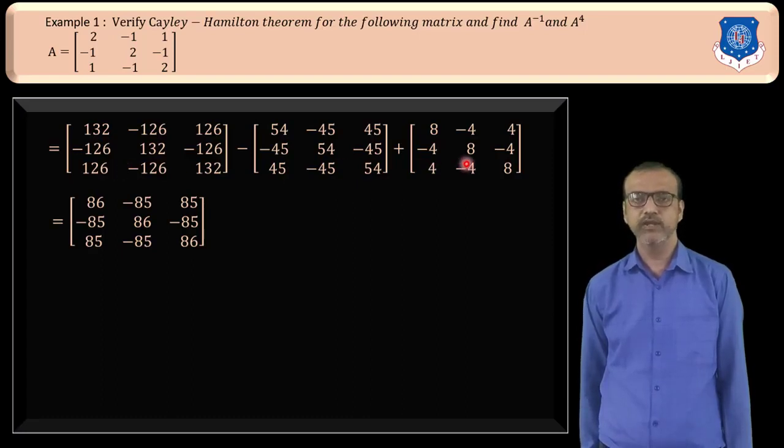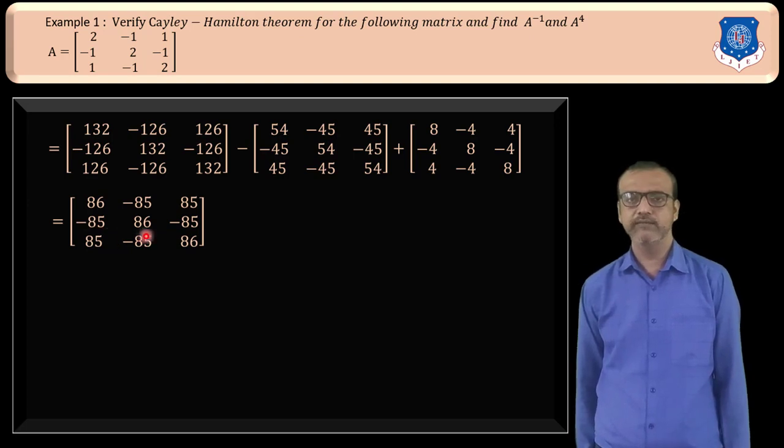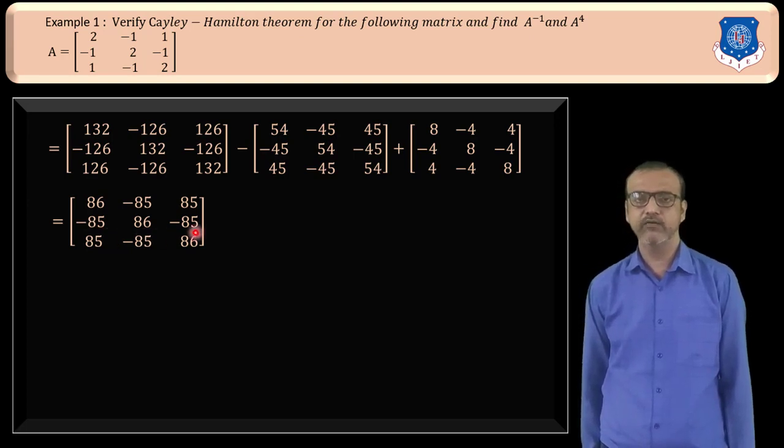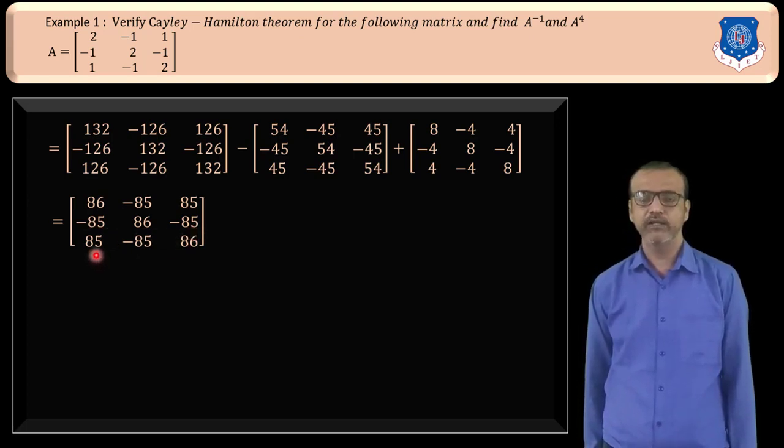So we have A4 equals 86, minus 85, 85 in the first row, then minus 85, 86, minus 85 in the second row, and finally 85, minus 85 and 86 in the third row.